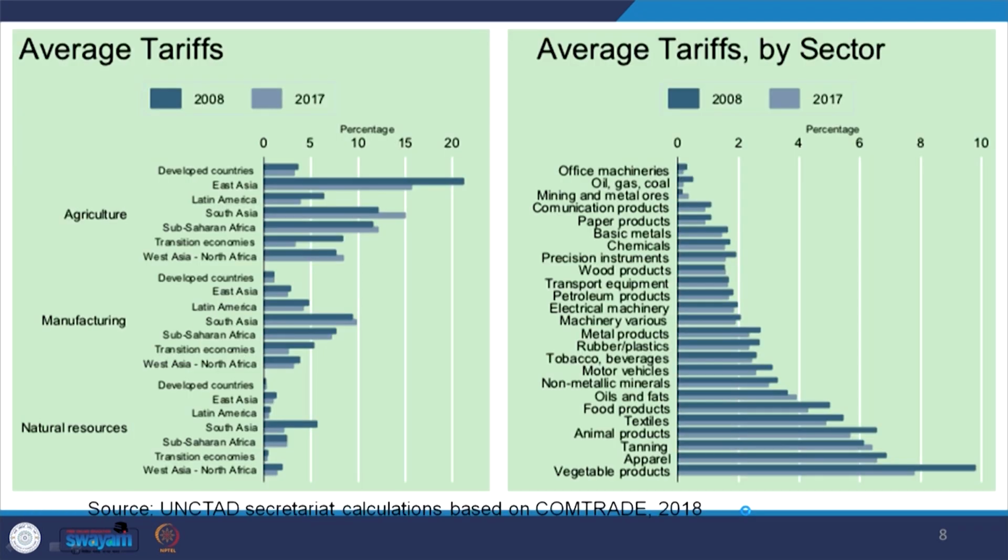Now, counting the average tariff again by weighted index, comparing 2008 to 2017 figures. Here on the left hand side we are discussing average tariff, here we are discussing by sector.